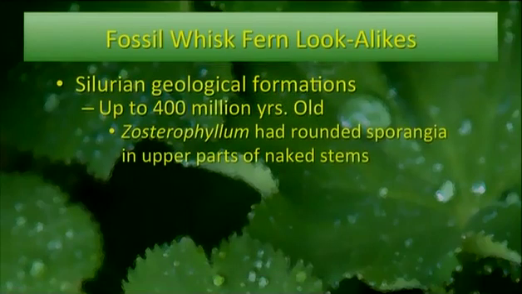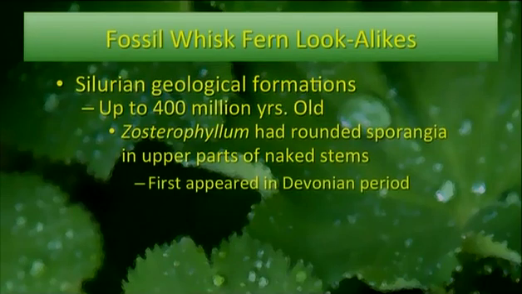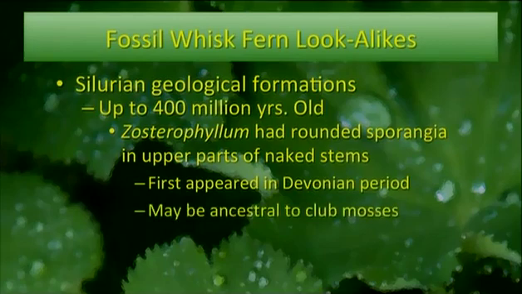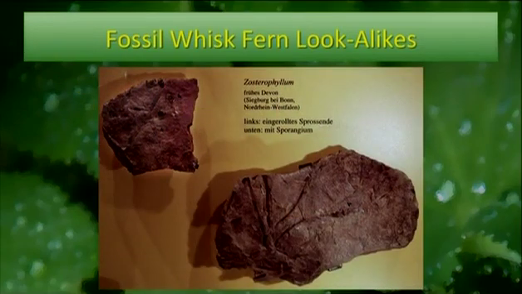And then you also had Zosterophyllum, which had rounded sporangia in the upper parts of naked stems. It first appeared in the Devonian period, and these may be ancestral to the club mosses, which we'll talk about next time. Here are actual fossils that show the imprints of Zosterophyllum. This is from Devon, it looks like.